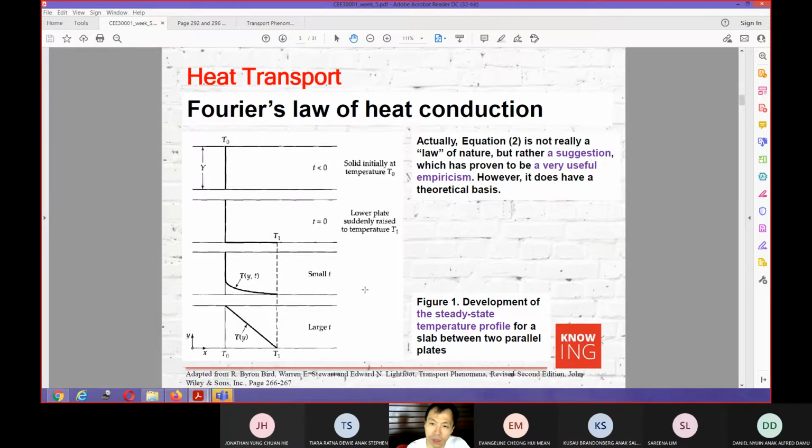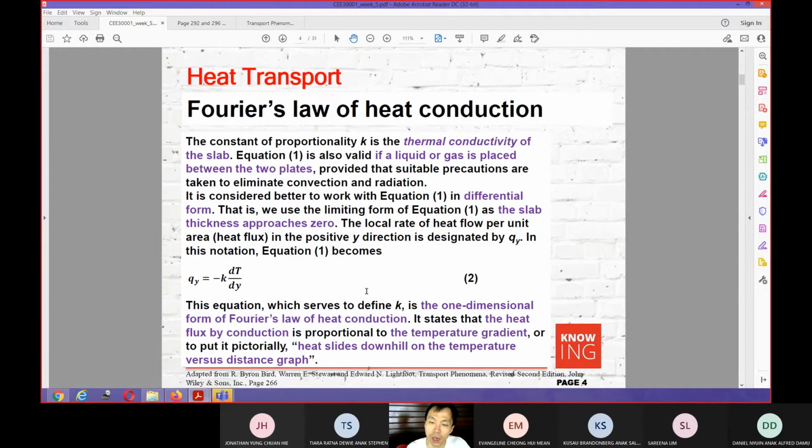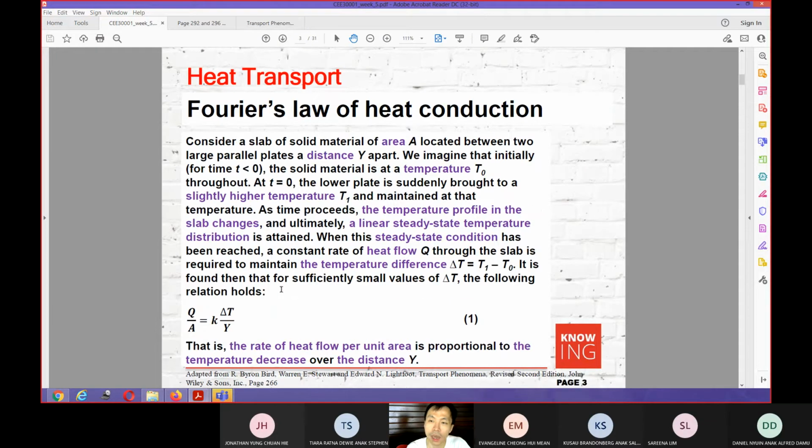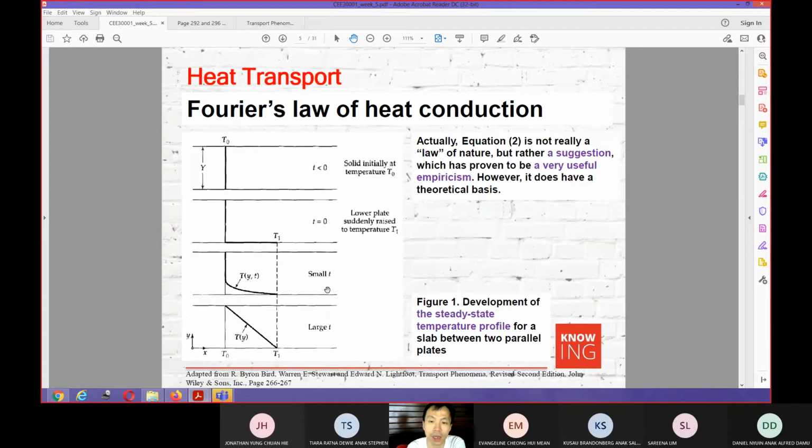Now, what we can derive in the same respect with Newton's law of viscosity is that the heat flux, or the Q in here, we represent in terms of joule per second divided by the area. The area in here is the area of the plates that are heated.